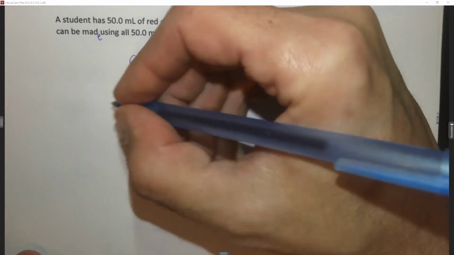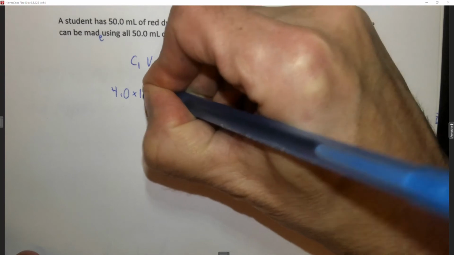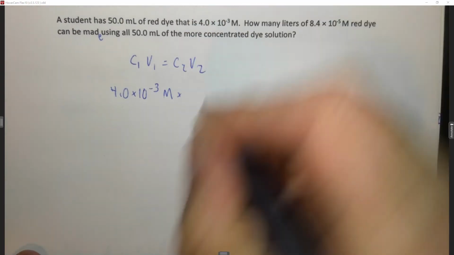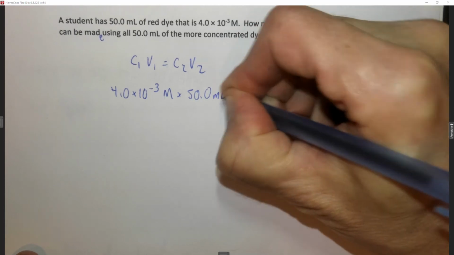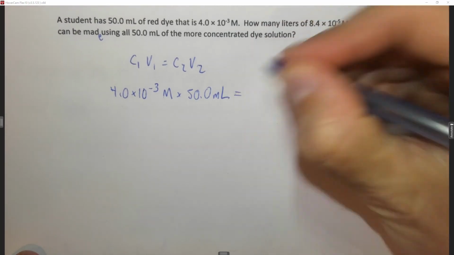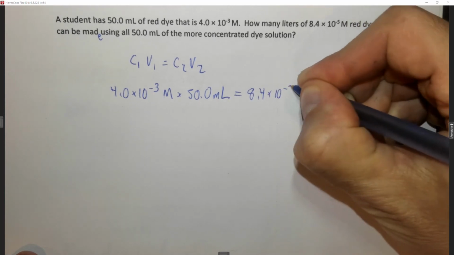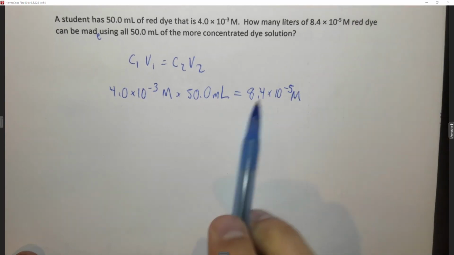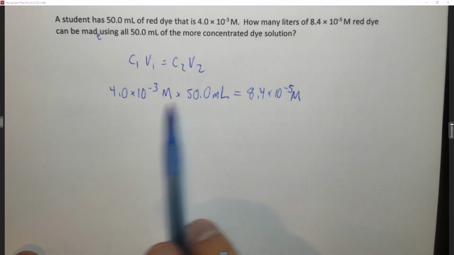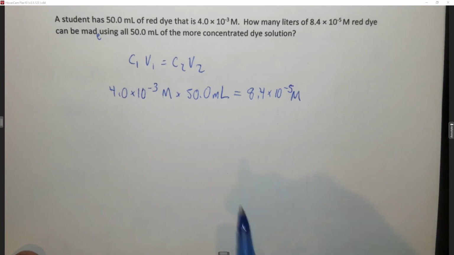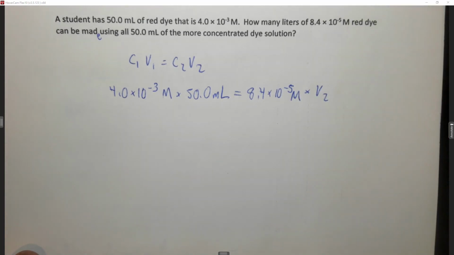So plugging in, C1 is 4 times 10 to the minus 3 molar. V1 is 50 milliliters. C2 is 8.4 times 10 to the minus 5 molar. Make sure when you type these in, you're using the EE key or the 10 to the X key, depending if you have a Texas Instruments or Casio calculator. And V2 is our variable.